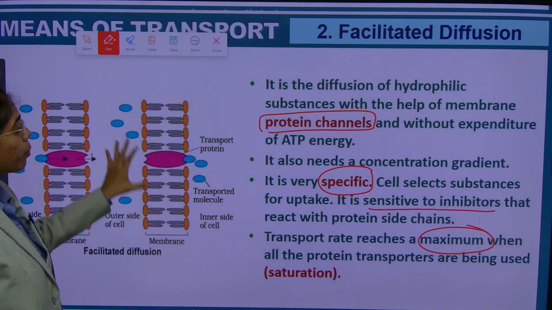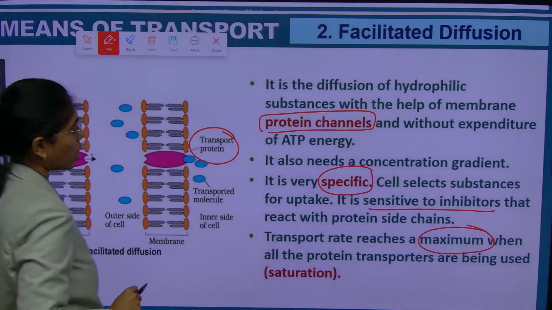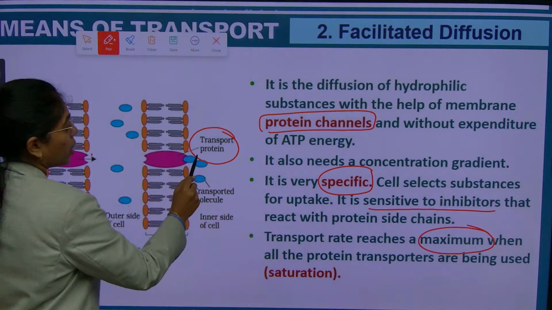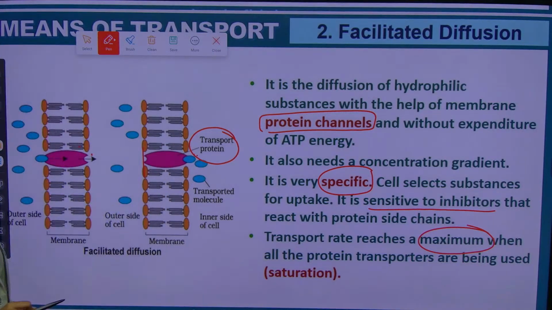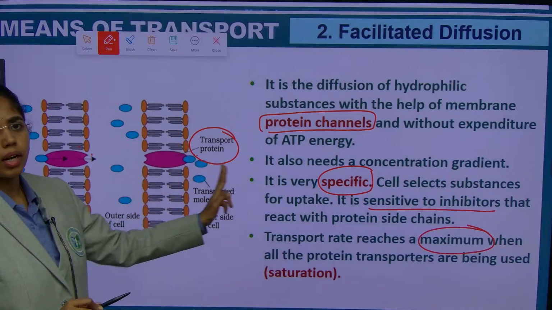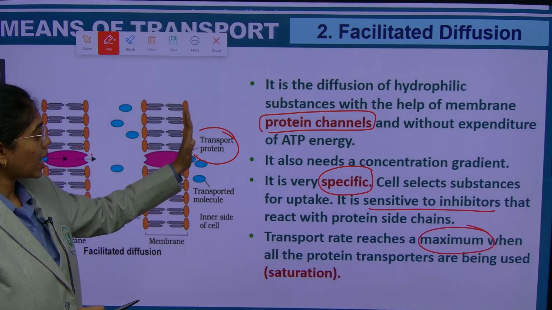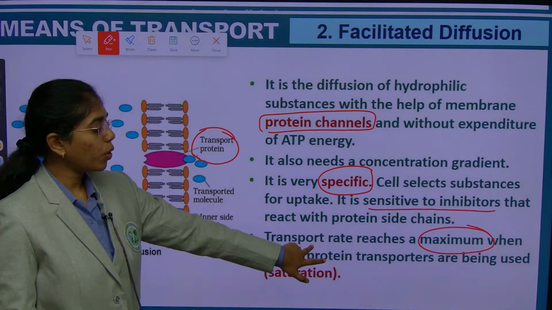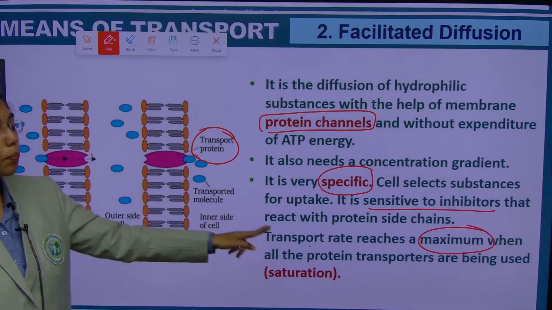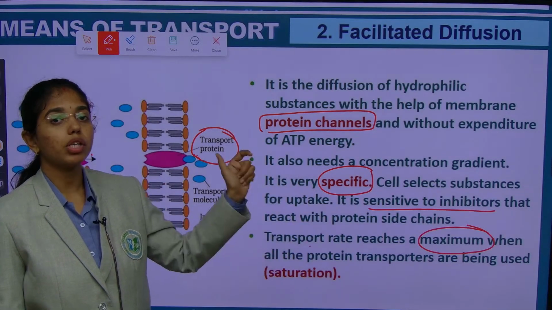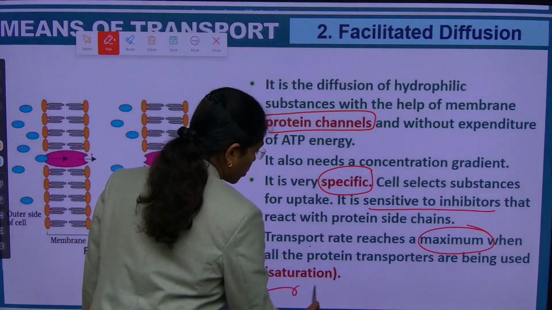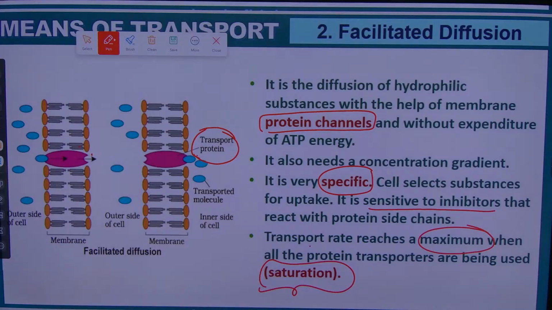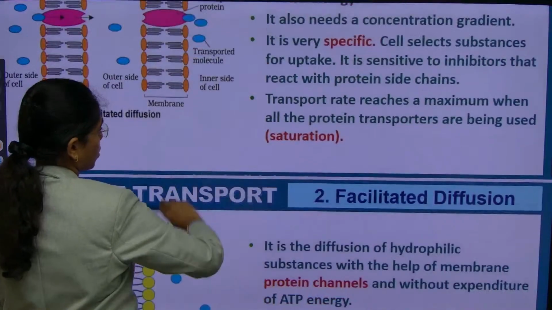When the carrier proteins or channel proteins are completely used up, the molecules will reach a saturation rate, because molecules require the proteins to get transported. When proteins are saturated with all the molecules, facilitated transport will not happen. The transport rate reaches maximum once the protein transporters, be it carrier proteins or channel proteins, are used up totally, when they reach the saturation point. Clear till here? Clear up to facilitated diffusion? Next.